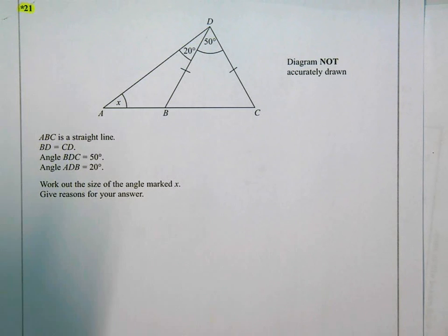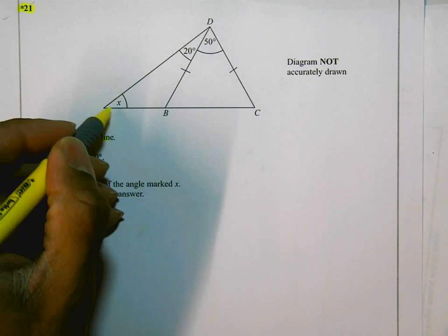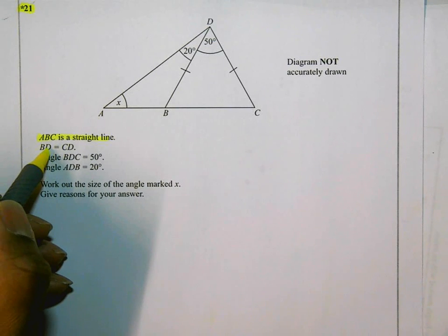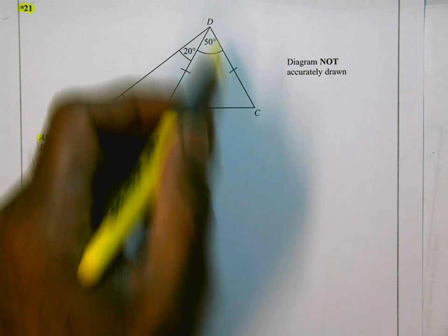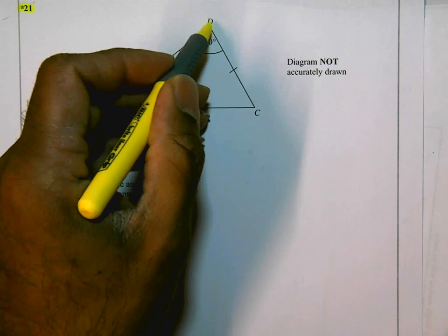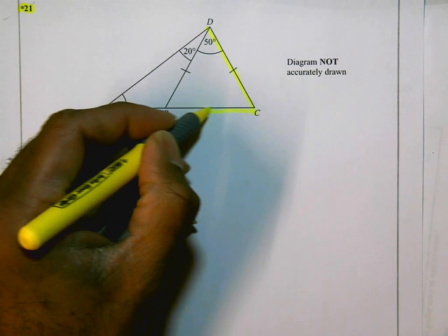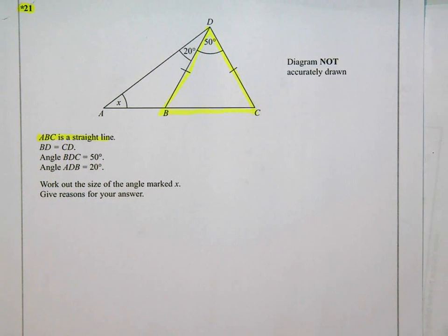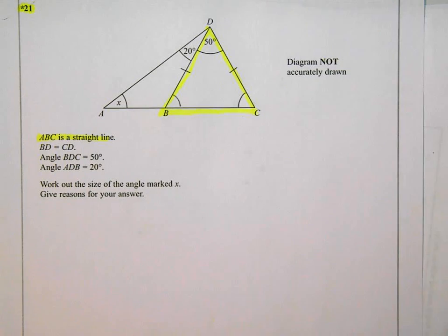Let's read what they want us to find. ABC is a straight line. So ABC, that there is a straight line. That's fairly clear. BD and CD are equal. So B to D and C to D are equal. That means that that triangle there is an isosceles triangle, and we did this earlier in a question, that the base angles in an isosceles triangle, the angles at the bottom of the equal sides, are the same. So those two angles are equal.